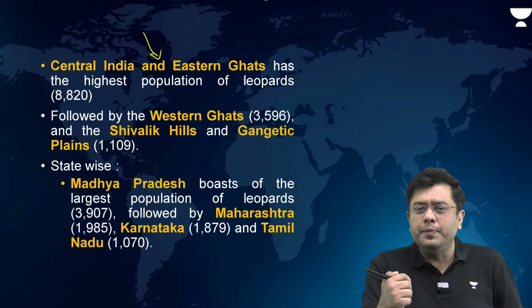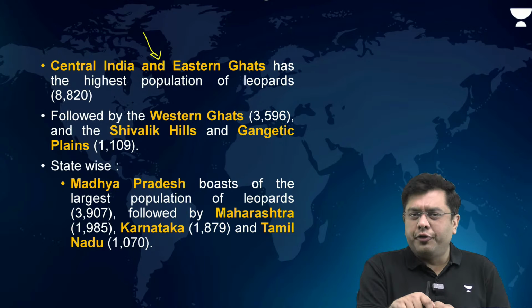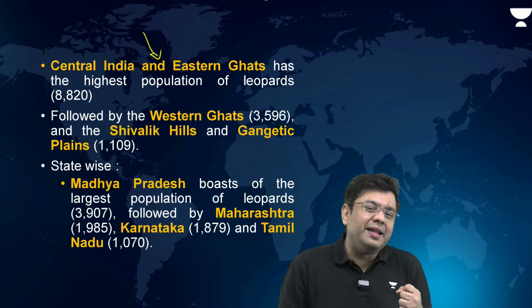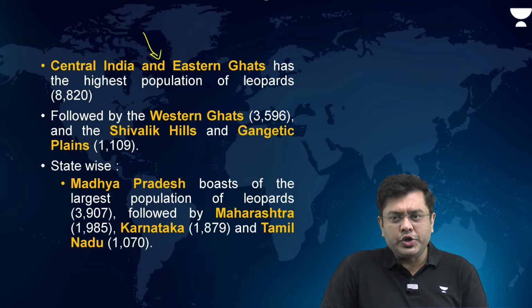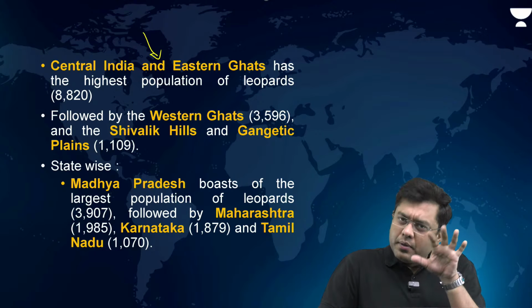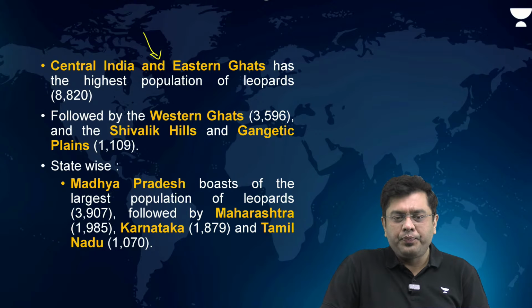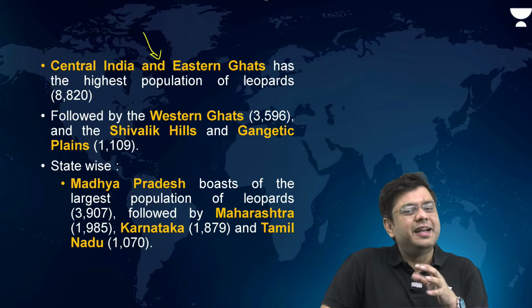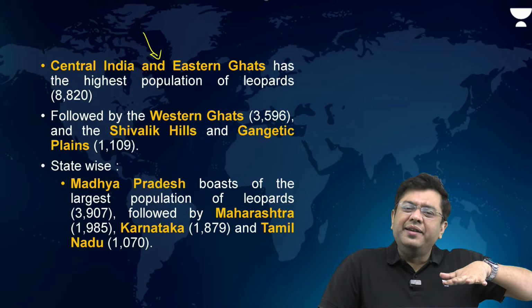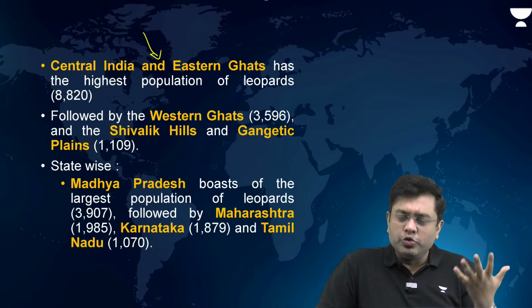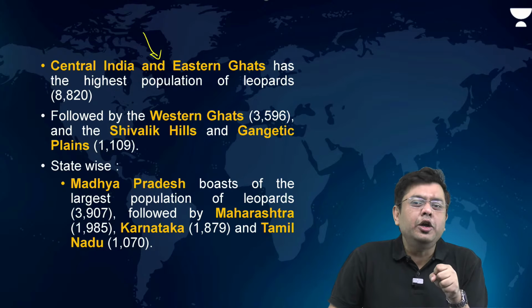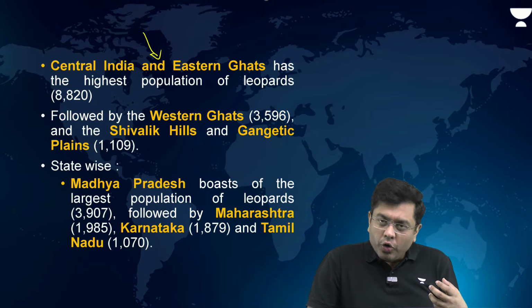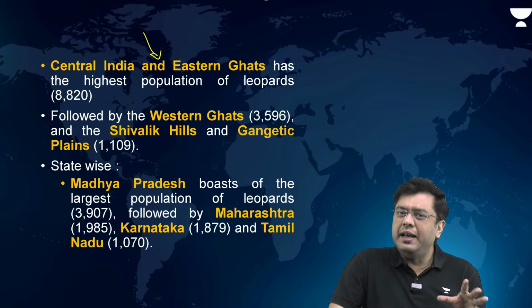So will the leopard population prefer very dense forest, or will it prefer moderately dense and open forest? What do you think? Which is the natural habitat for the leopard population? Very dense vegetation or moderately dense and open forest? Always, it will be moderately dense and open forest. Why? Because the leopards require an open space in order to hunt, in order to survive. So leopards will typically be found where the density of vegetation is not very high. That is the natural area for the leopard population.